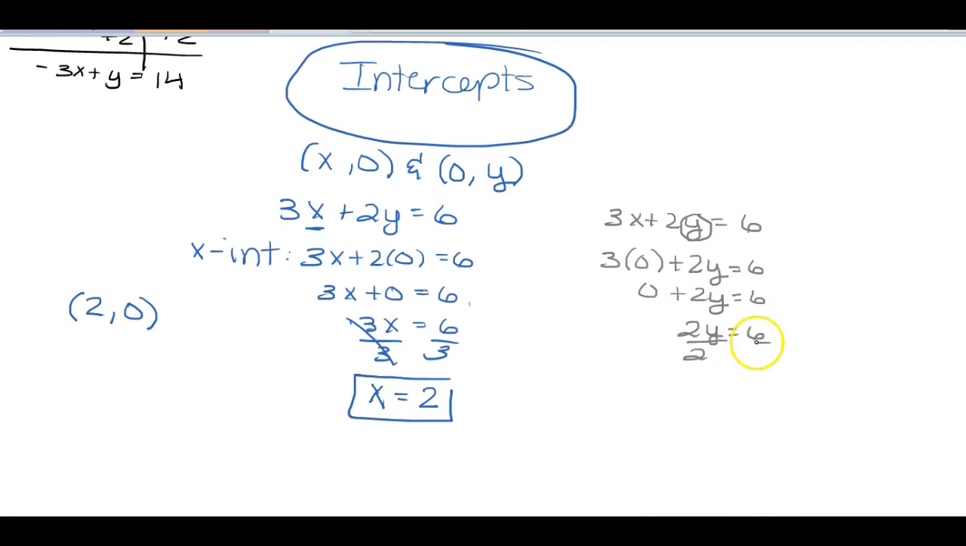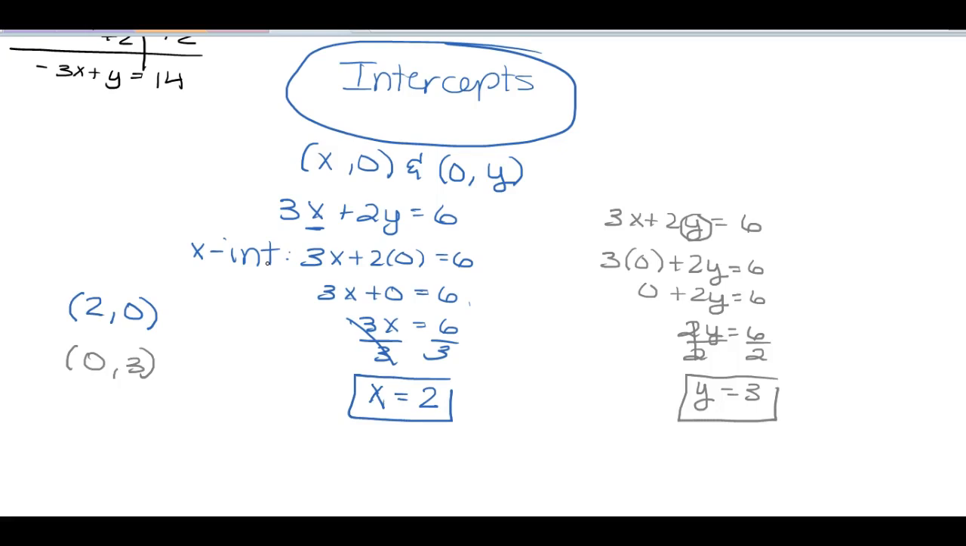And we're going to divide by 2. Notice how I show all my steps. That's going to help a lot more. Then it becomes y equals 3. So that point would be 0 and a positive 3. Then we'll graph those points and just connect the line.